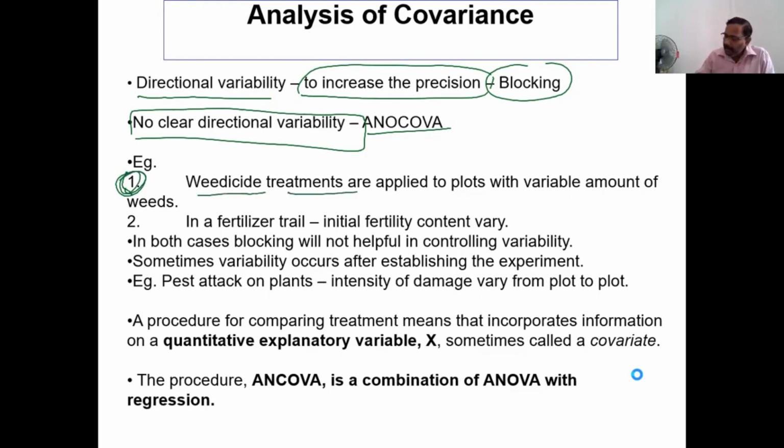Weedicide treatment applied to plots with variable amount of weeds. Now we have a problem. Look at this and write down this, and I'm going to go to the blackboard. Remember that word. Weedicide treatments are applied to plots with variable amount of weeds. Right? I'm going back to the blackboard.